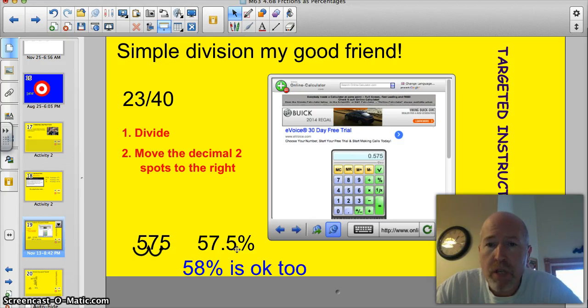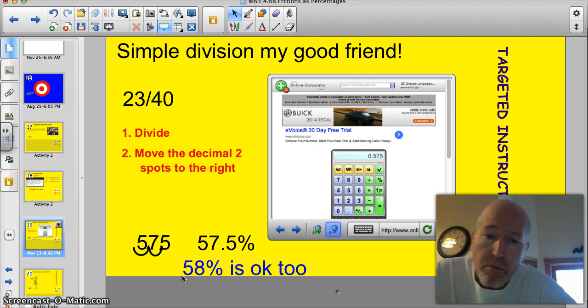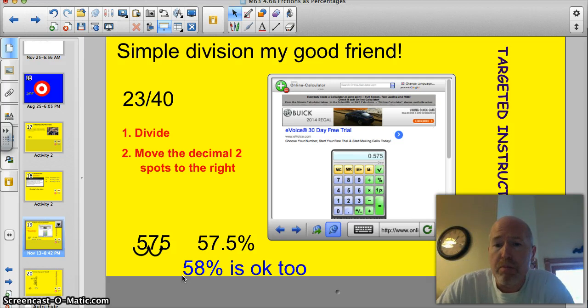And 58 is okay too. If you want to round up, that's cool. Sometimes on the answers on a multiple choice test, they'll have 57.5. Other times they'll have 58%. You've got to make that choice. So we just need to be flexible in how we deal with that. Most of the time we just go a couple of decimals deep.